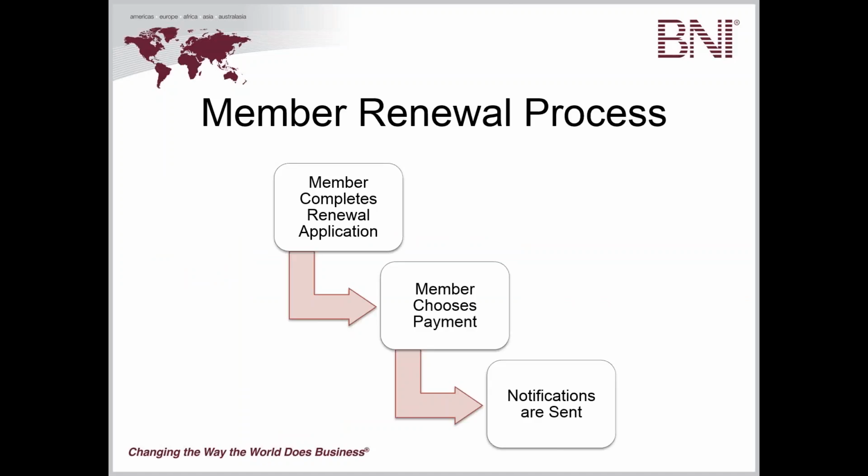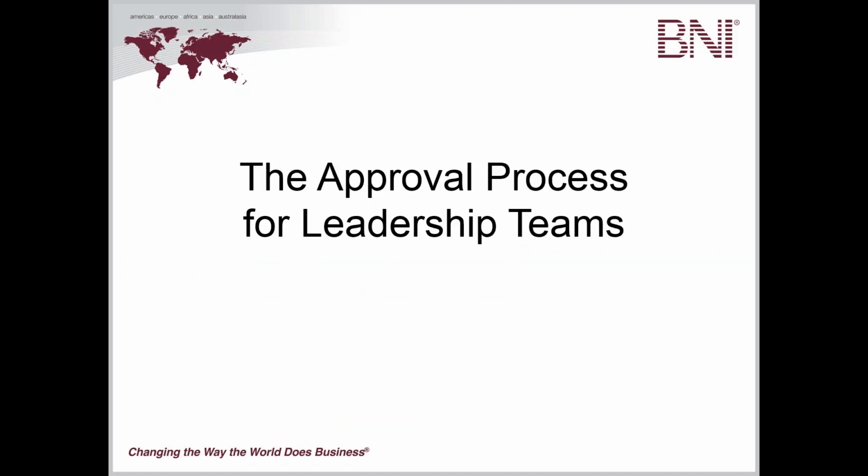So this is just a quick review. A member completes the renewal application, he chooses payment, and then there's some notifications that are sent. And I'll go over the notifications right at the end of this webinar today. A whole list of them for you. So let's switch gears now. So that, again, is the member part of the process. Pretty straightforward. Anybody that's ever bought anything online usually has a pretty easy time going through that.